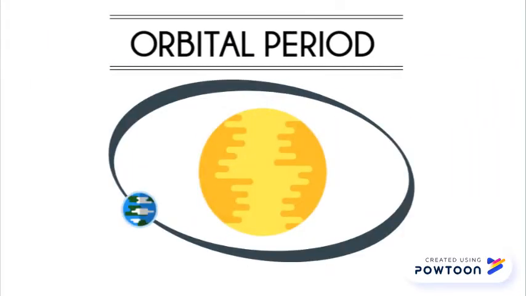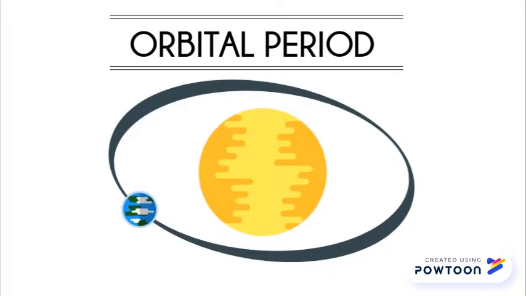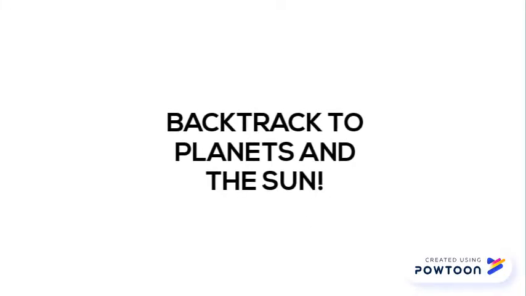Finally, an orbital period is the time it takes a planet to complete its orbit and is expressed in Earth days. As we all know, the orbital period of Earth is roughly 365 days. Let's get back to the distance between planets and the Sun.